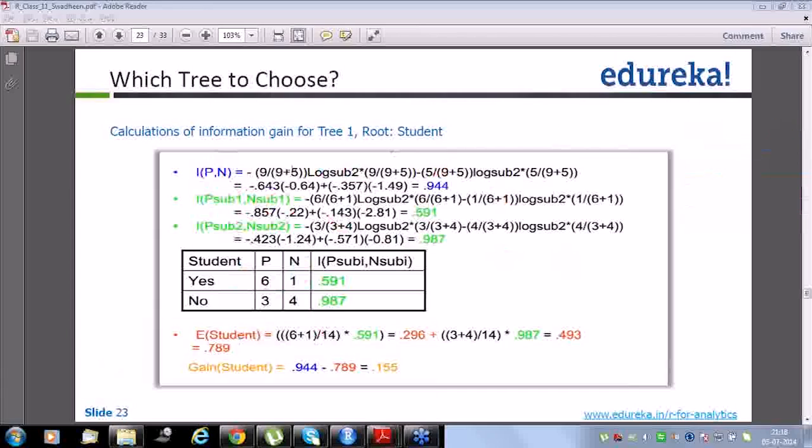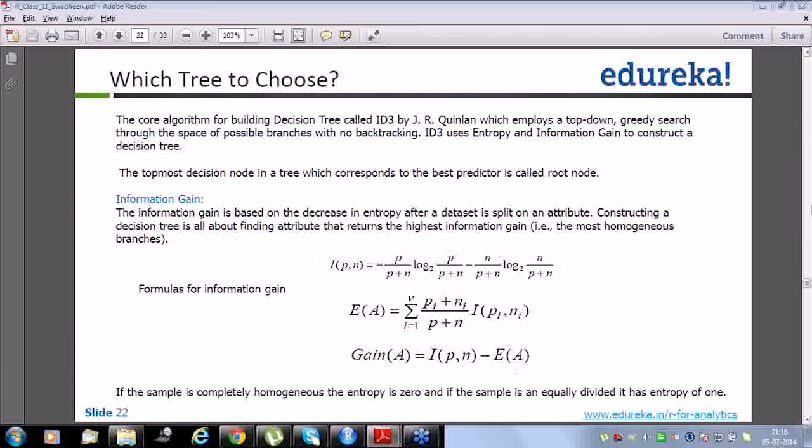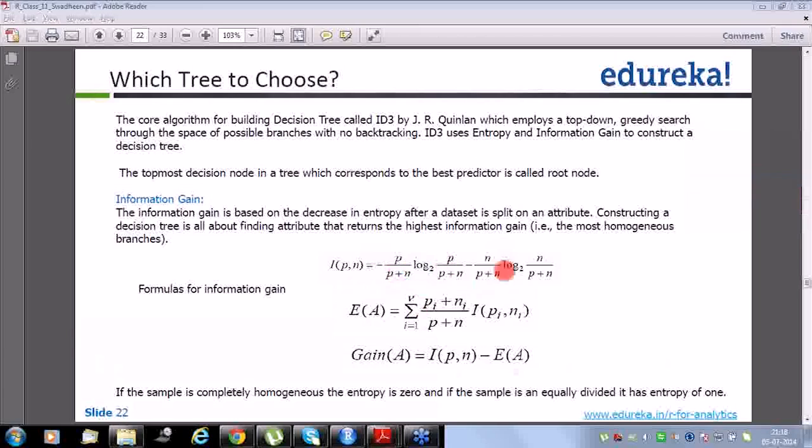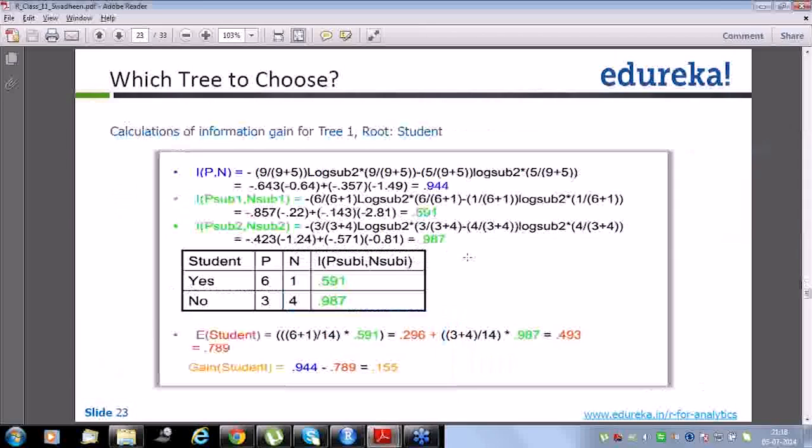So, where does this IPN come from? This is the formula for IPN, right? The formula for information gain and these things. So let's try to understand how to calculate these things. We are talking about the calculation of information gain for tree 1, where the root node is the student node. Okay, so let's try to understand that.